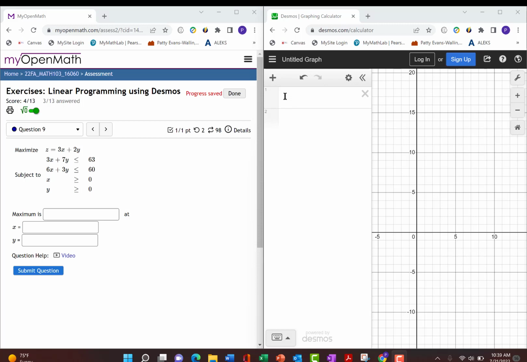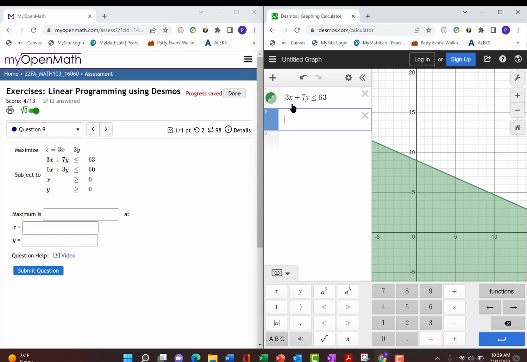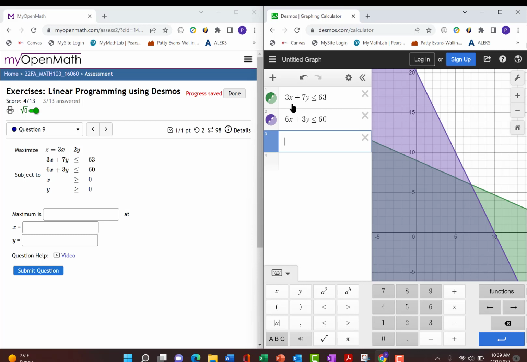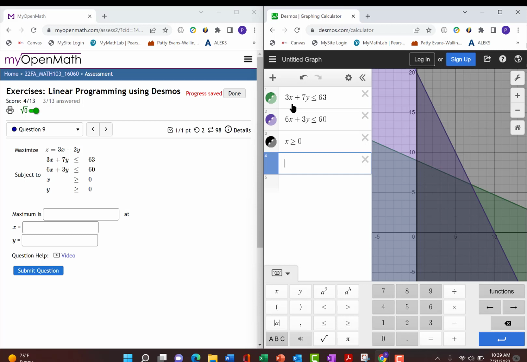So when we go over to the window to the right, which has Desmos in it, you start by graphing the four constraints. The first one is 3x plus 7y is less than or equal to 63. Next line, 6x plus 3y is less than or equal to 60. Next line, x is greater than or equal to 0, and y greater than or equal to 0.